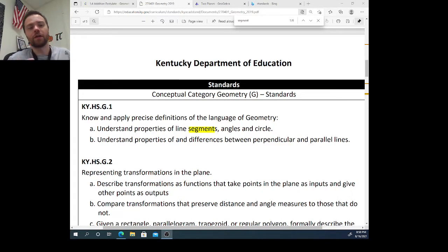Okay, so I'm going to try and do kind of a quick lesson over this one. Just nitty-gritty, get it done. So Kentucky HSG1, we're still working with this standard. We're understanding properties of line segments.